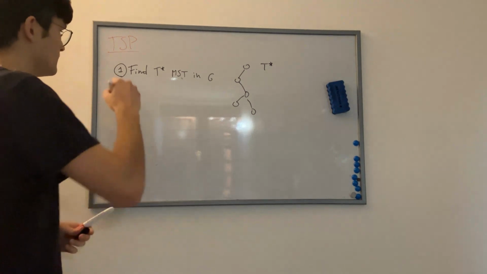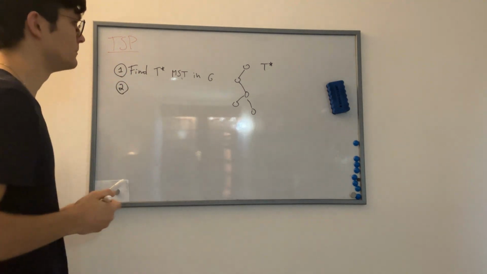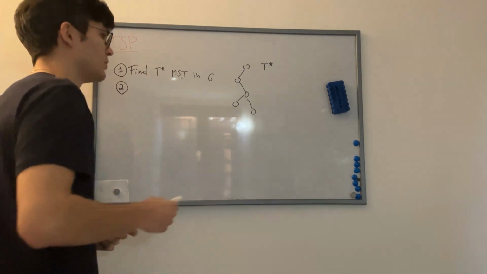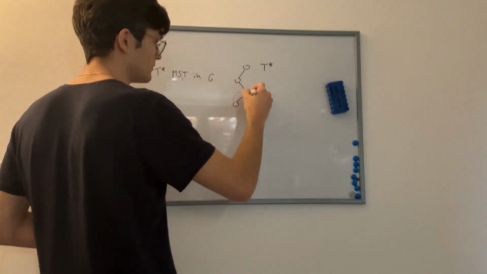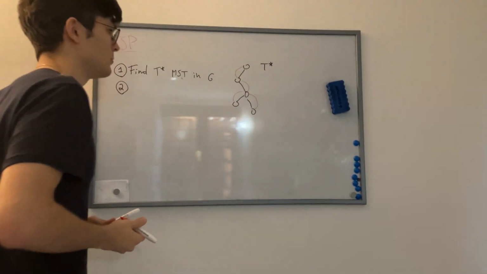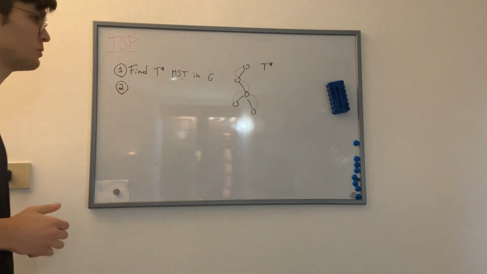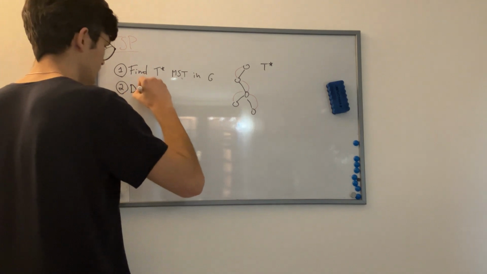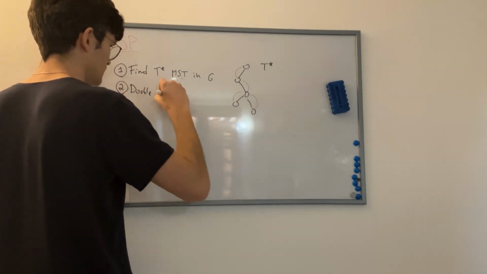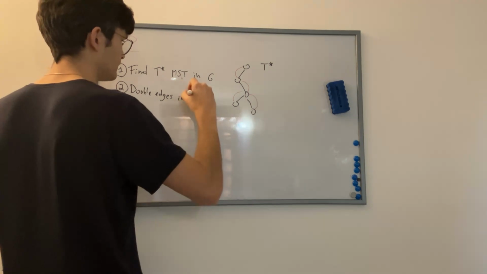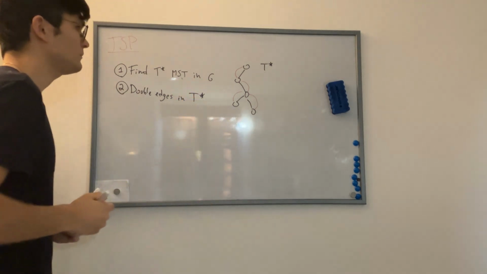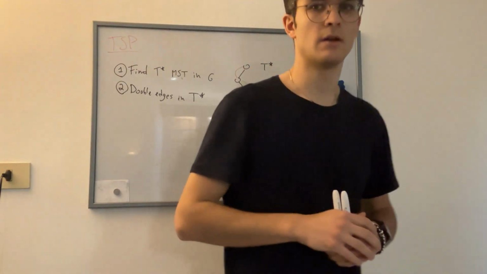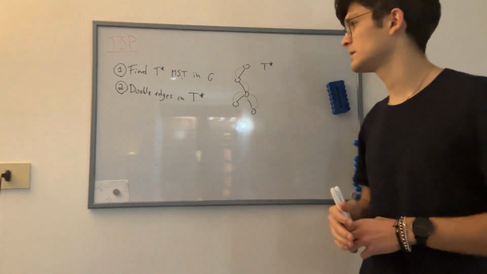The second step is to double the edges in our minimum spanning tree. Doubling the edges means that we do this. Very simple. We just create an extra edge for each pair of nodes. And there's a very specific reason why we do this.